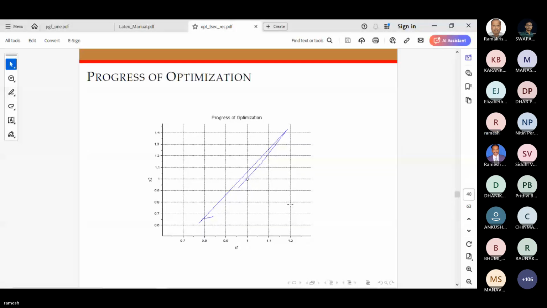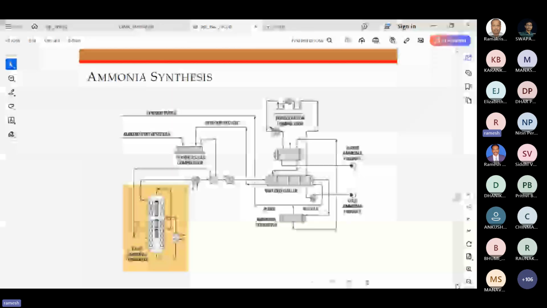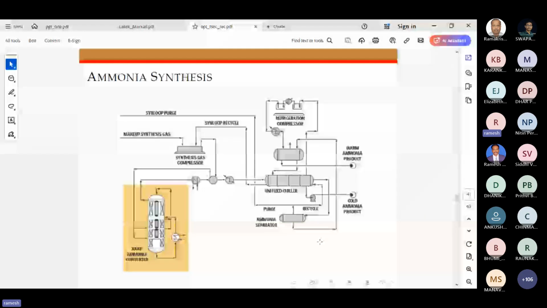So these problems, of course, are very simple. We don't need GA or DE for these problems. So what we'll do is we'll take a realistic, practical industrial example that we have taken here. This is an ammonia synthesis process. This is an ammonia reactor. So in this ammonia reactor, the syn gas, that is hydrogen plus nitrogen, are reacted together.